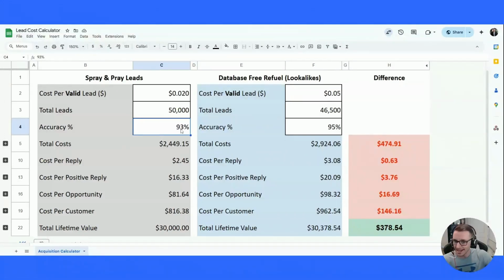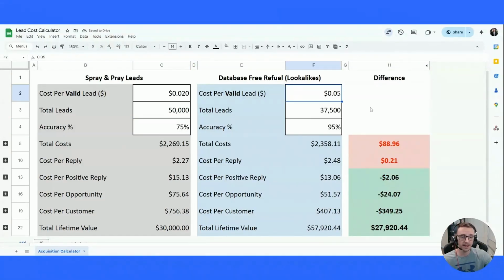But to get a 93% accuracy at only 1 or 2 cents is almost impossible. It's going to be closer to like 75 cents, okay? And let's just play around with some of these numbers. Let's just say the cost per lead is 7.5 cents.